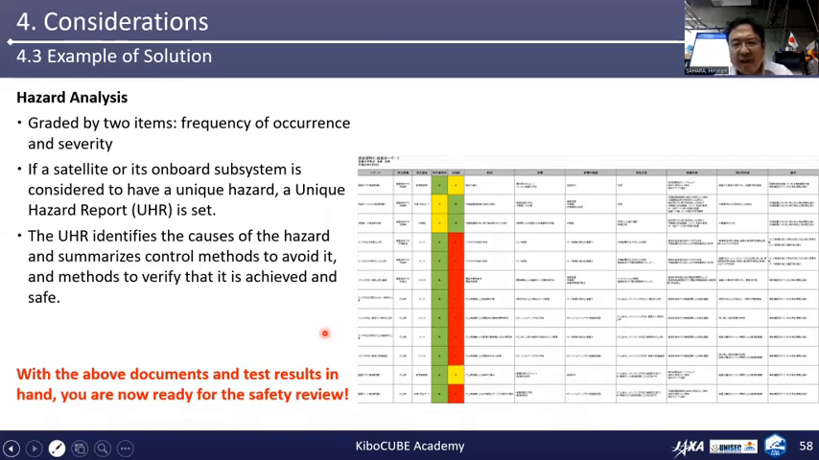Hazard analysis is then performed and evaluated on two axes, frequency of occurrence and severity. If there are hazards that require special attention due to the unique characteristics of the subsystem, it is necessary to prepare a unique hazard report dealing with the phenomena, their causes, control methods to avoid them, and means to verify their avoidance, etc. for the safety review.